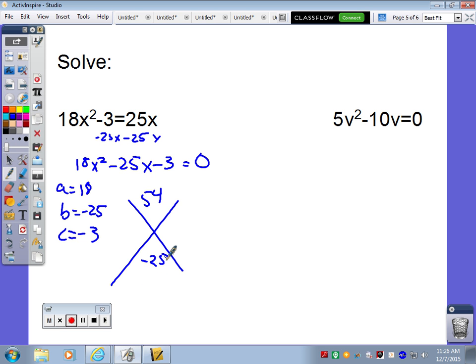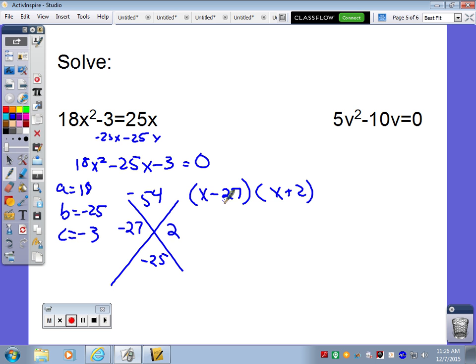So 6 and 9, 18 and 27 and 2. So we've got negative 27, positive 2. Negative 27 times 2 is negative 54, and negative 27 plus 2 is negative 25. So here we have x minus 27, x plus 2.